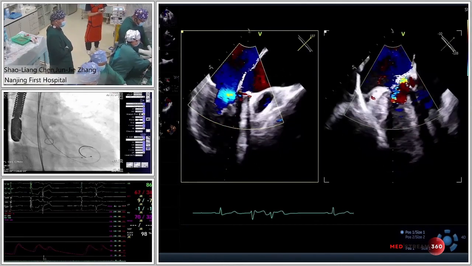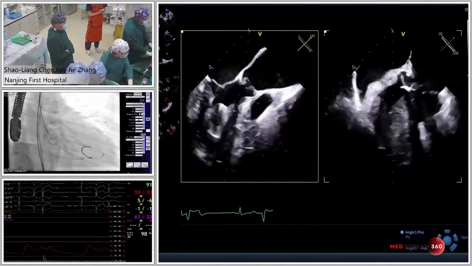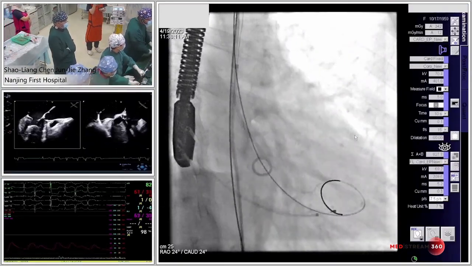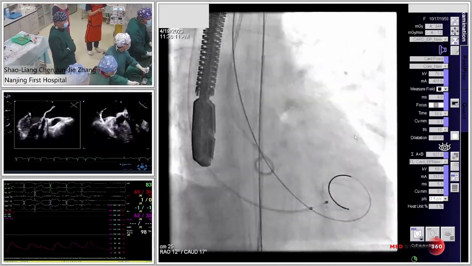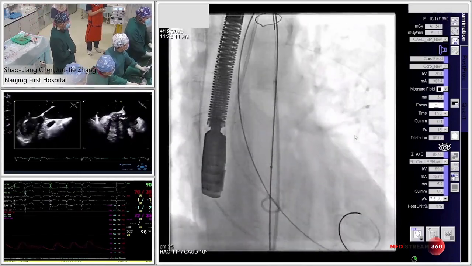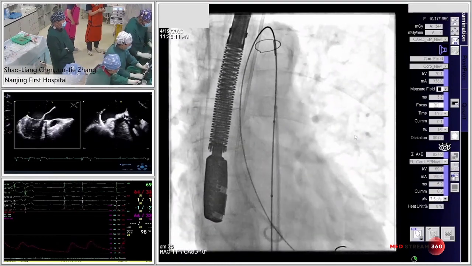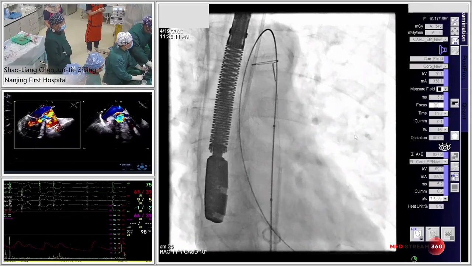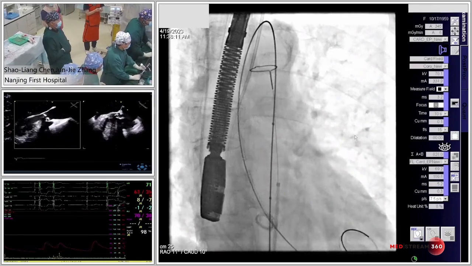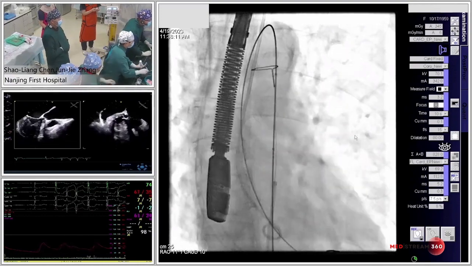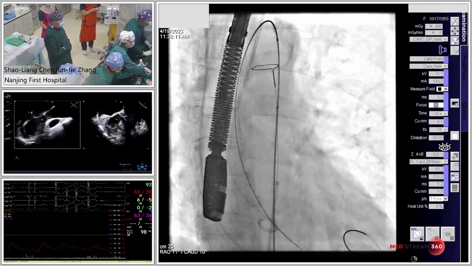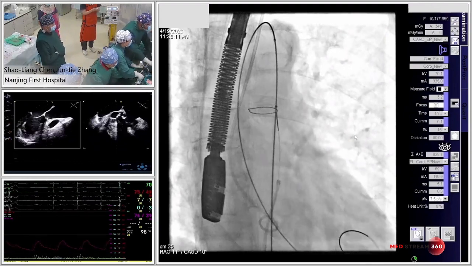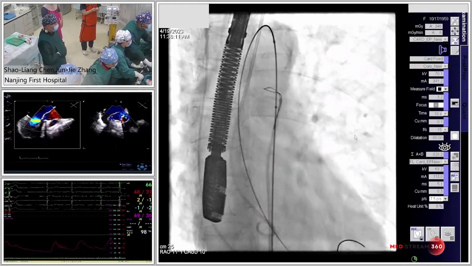Please change the angle. I go to the HG. Hold the wire. By using the snare, yes, I will use. Do you still want to downsize the balloon for predilation? Yeah, if this balloon cannot cross, I will use a smaller balloon, maybe 16. Because the predilation balloon is quite long, it's not easy to cross the very severely stenotic valve.